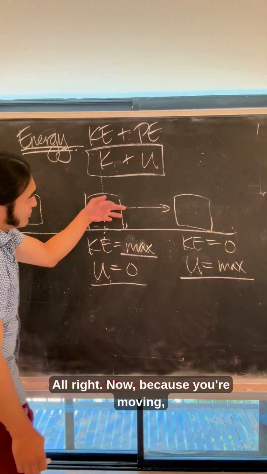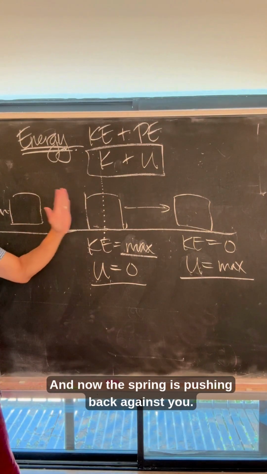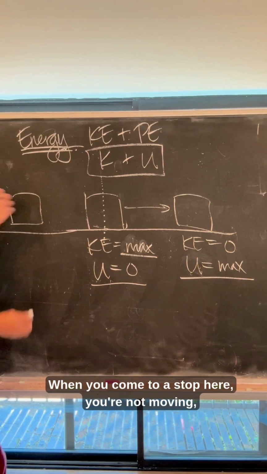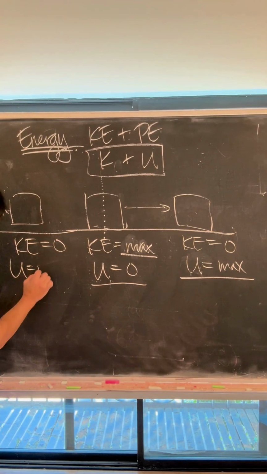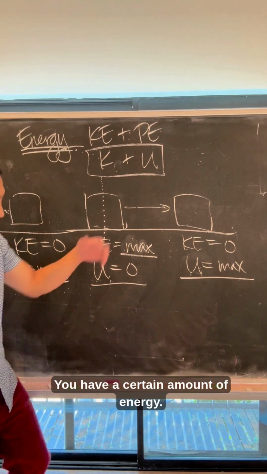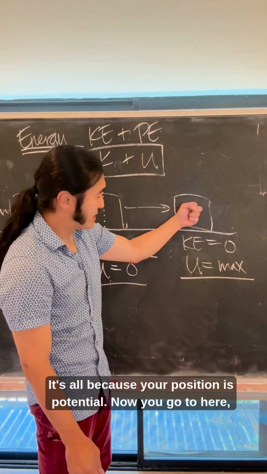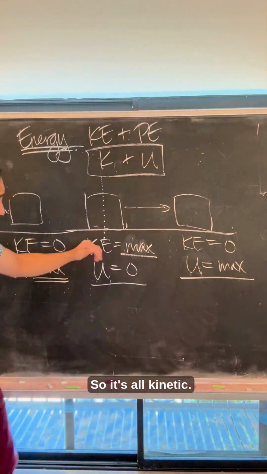All right. Now, because you're moving, you have kinetic energy, you keep moving. And now the spring's pushing back against you. When you come to a stop here, you're not moving, so the kinetic energy is zero. But the potential energy, that's maximum. It's conservation of energy, right? You had a certain amount of energy. It was all because of your position, potential. Now you go to here, the position gives you nothing because the spring is happy. So it's all kinetic.